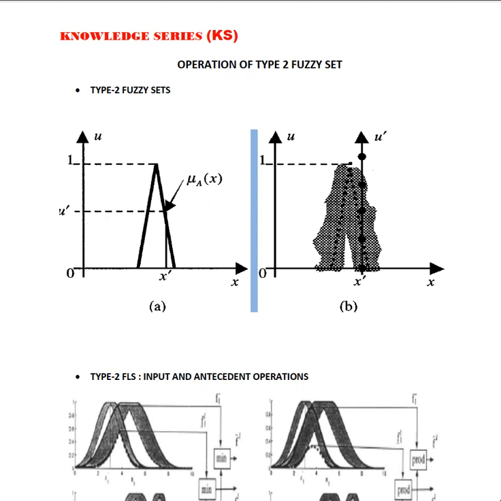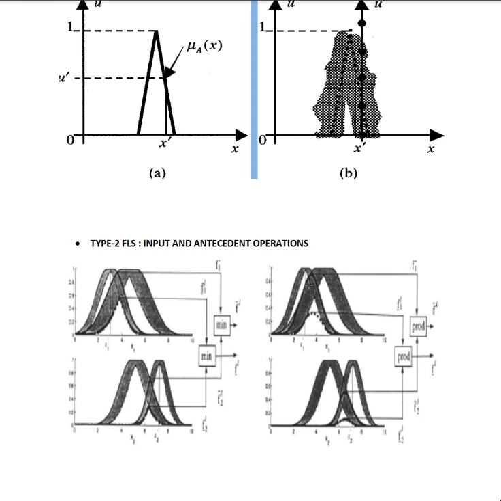Now when we go further to the next figure with respect to input and antecedent operations, you can assume that this is one fuzzy set A and this is another fuzzy set B. There are two fuzziness shown here, or we can consider that for a single fuzzy set under two situations, on the left side of that type 2 fuzzy set you get a membership function, and on the right side you get another membership function.